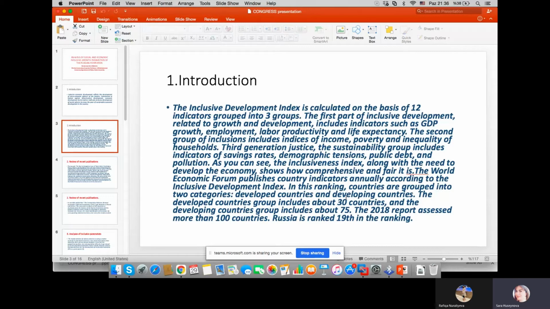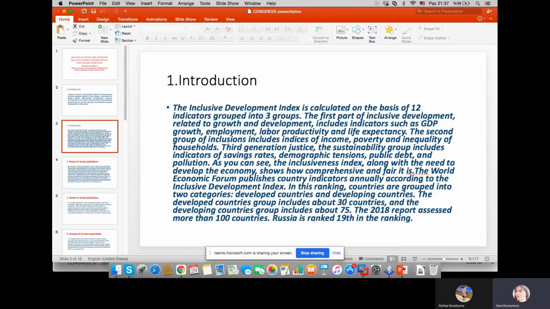It is calculated on the basis of 12 indicators grouped into 3 groups. The first part of inclusive development is related to growth and development. Here we include GDP growth, employment, labor productivity, life expectancy, and other inclusive parameters. The second group includes income, poverty, inequality, and household indicators.